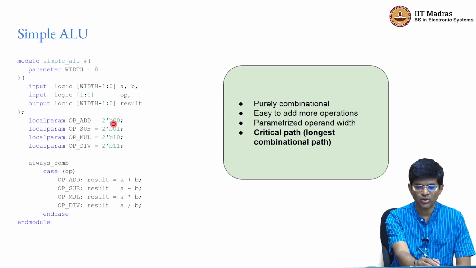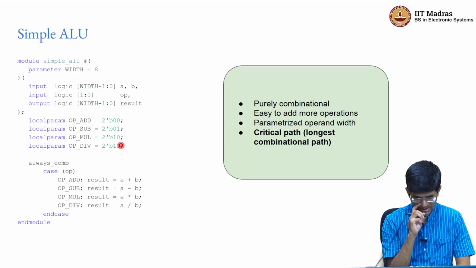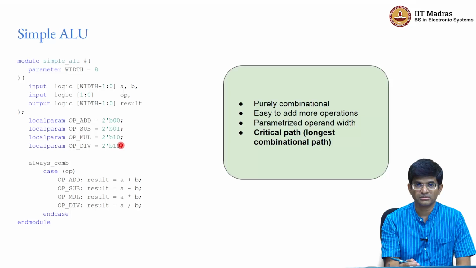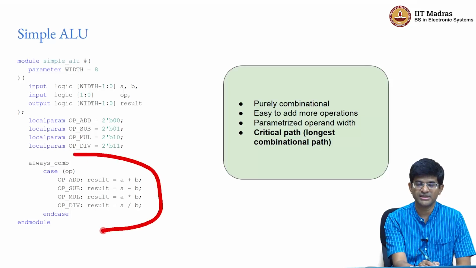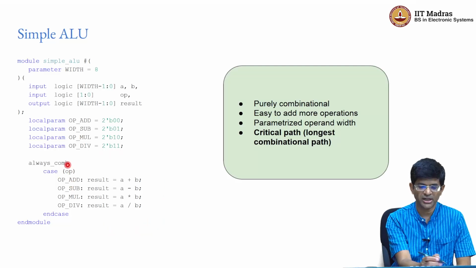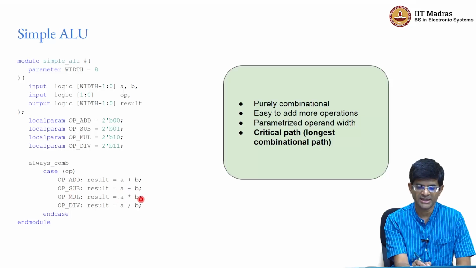So I'm using this encoding that the addition operation is encoded as 00, subtraction is 01, multiplication is 10, and division is 11. And now let's look at what our logic looks like. It's actually very straightforward. It just turns out to be a case statement in Verilog. What it says is, if the operation is add, then result is a plus b. If it's subtract, it's a minus b. If it's multiply, it's a star b. And if it's divide, it's a by b.